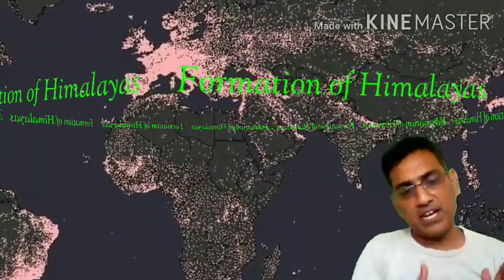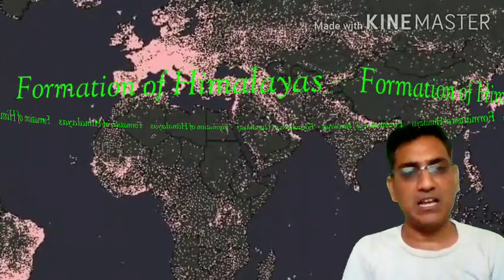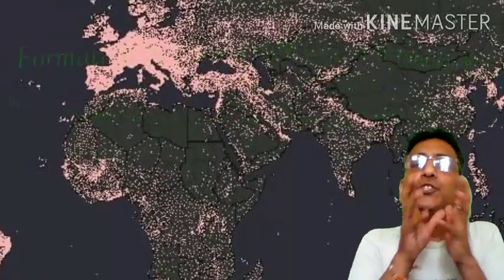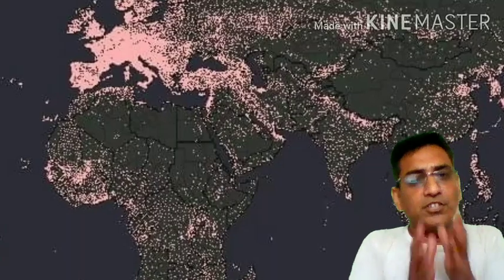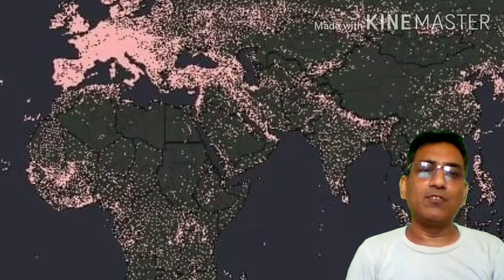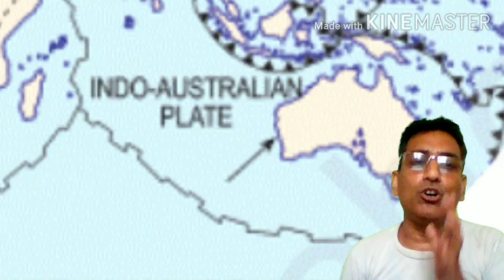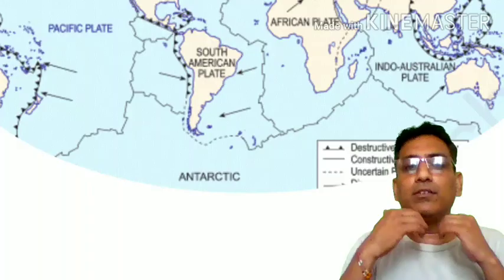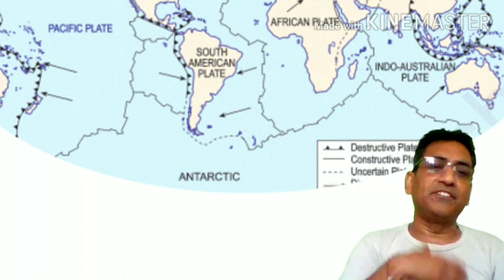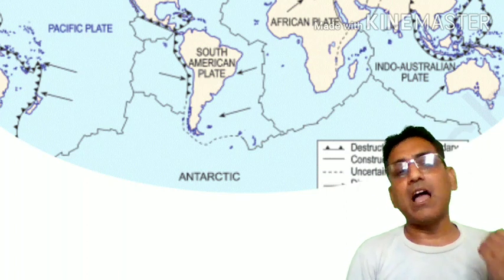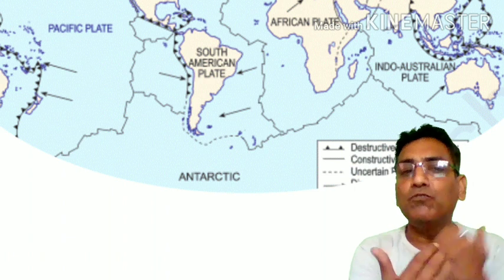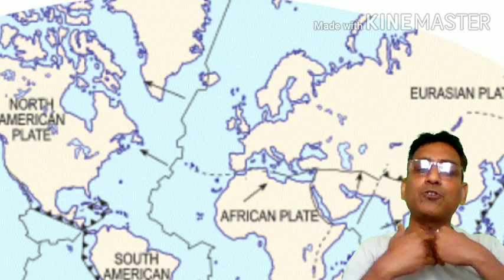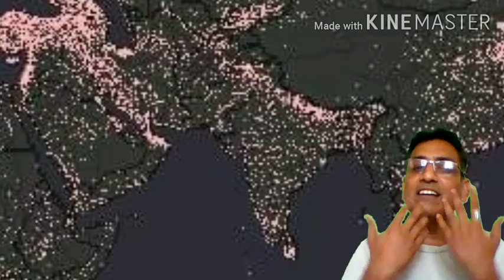Now children, from here we start the story of the formation of the Himalaya. I have already discussed with you that these huge landmasses tore into some plates. One of the plates was the Indo-Australian plate. The Indo-Australian plate, the African plate, the Antarctica plate and the South American plate were part of Gondwana land, whereas the North American plate, Eurasian plate and the Pacific plate were part of the old Angara land.